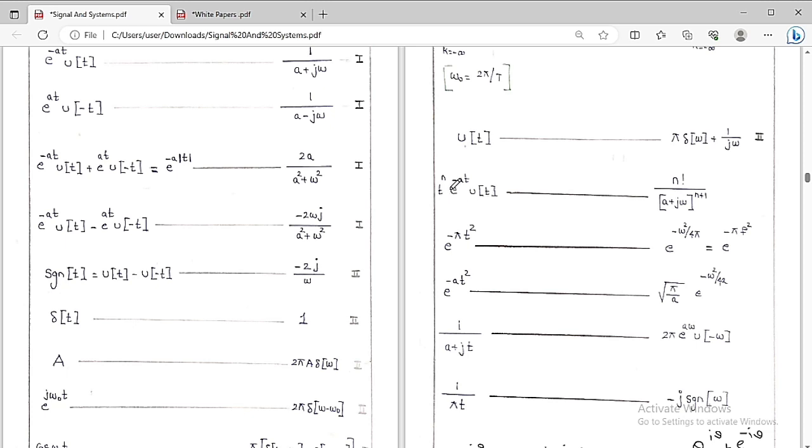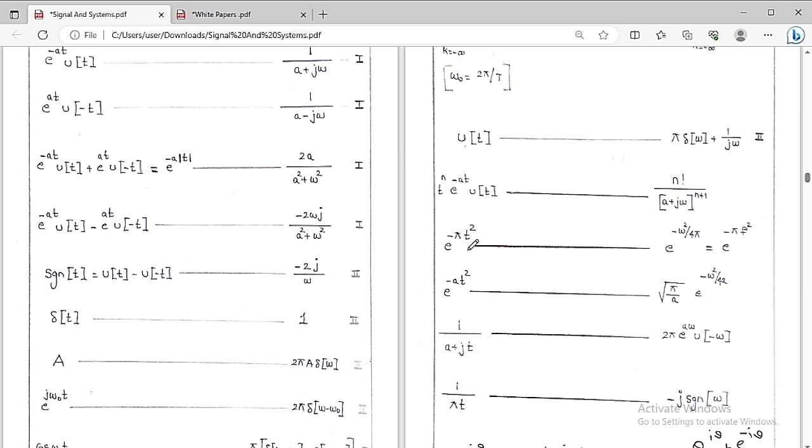So for t to the power of n, the Laplace transform is n factorial by s to the power of n plus 1. And if you multiply by e to the power of minus at, then s becomes s plus a. So we are going to get n factorial by (s plus a) to the power of n plus 1. Here, for the Fourier transform, replacing s by j omega, we get n factorial by (a plus j omega) to the power of n plus 1.